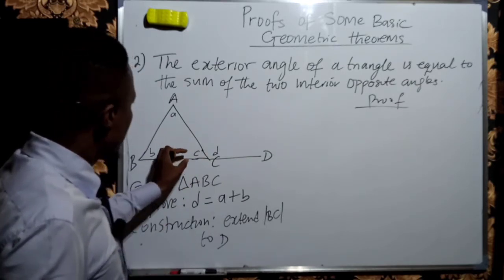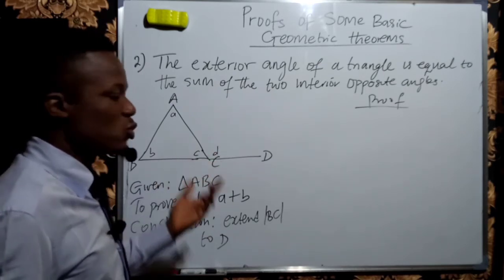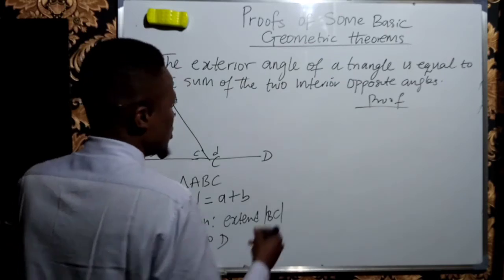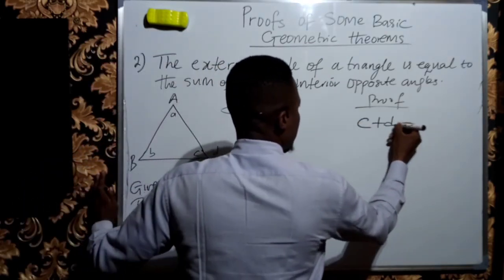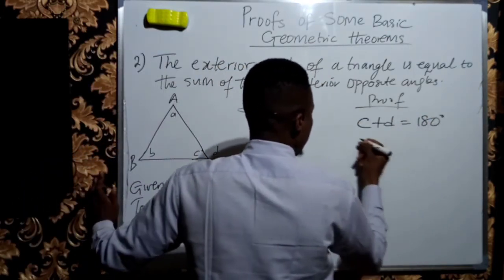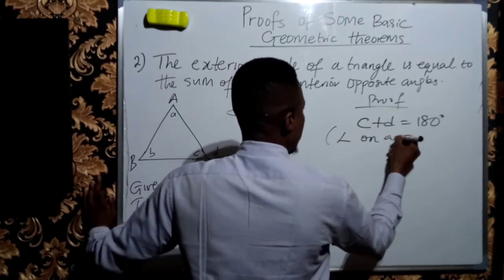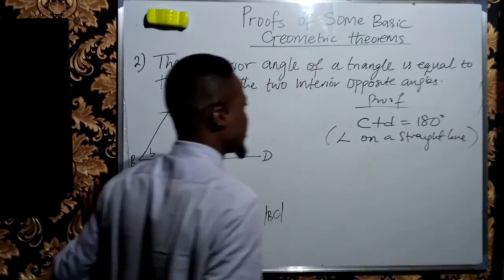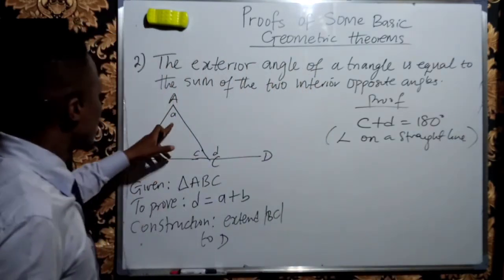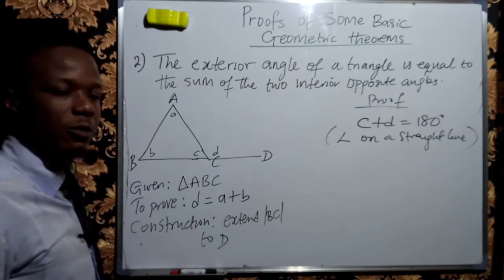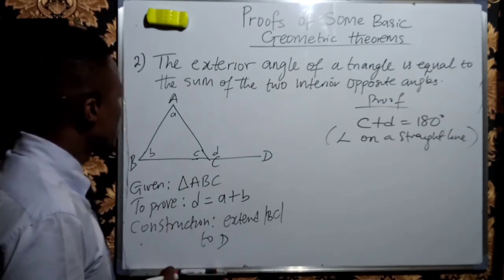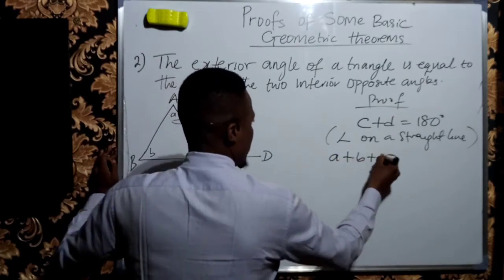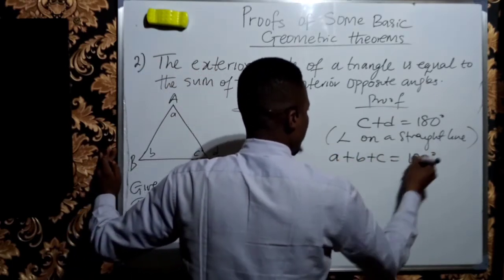But you know that C plus D is 180 degrees because angle C and D are lying on a straight line. So I can say that C plus D equals 180 degrees. Reason, angle on a straight line. Angle on a straight line is 180 degrees. Also, A plus B plus C is 180. We have proved this before. The sum of angles in a triangle must be 180 degrees. So I can say, A plus B plus C equals 180 degrees.